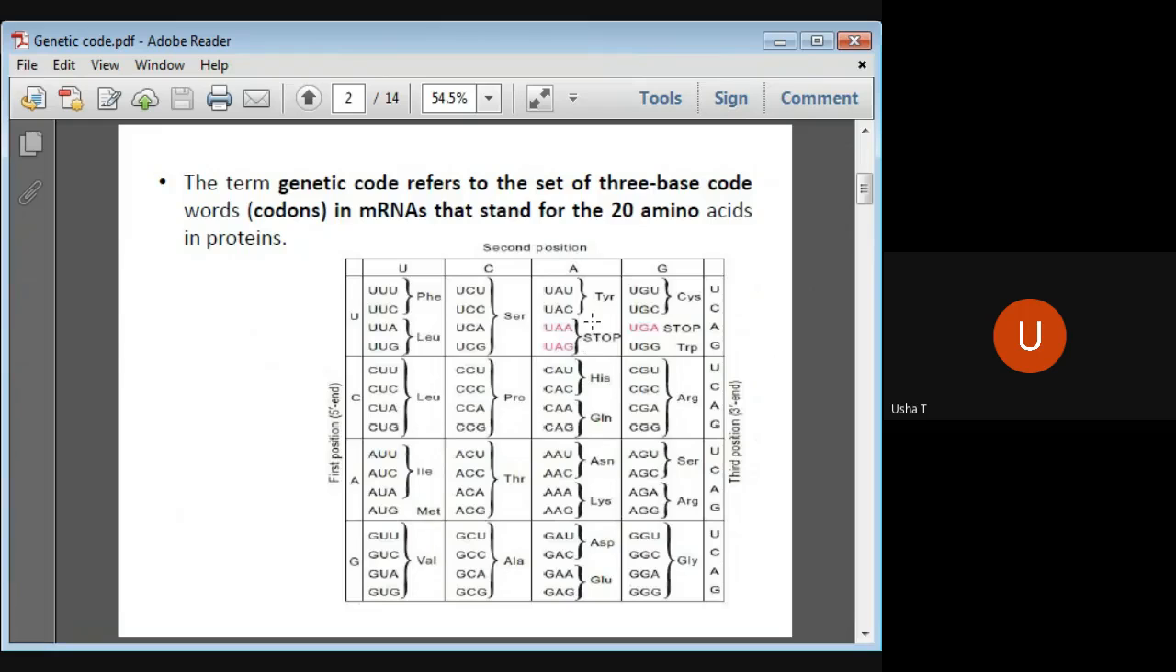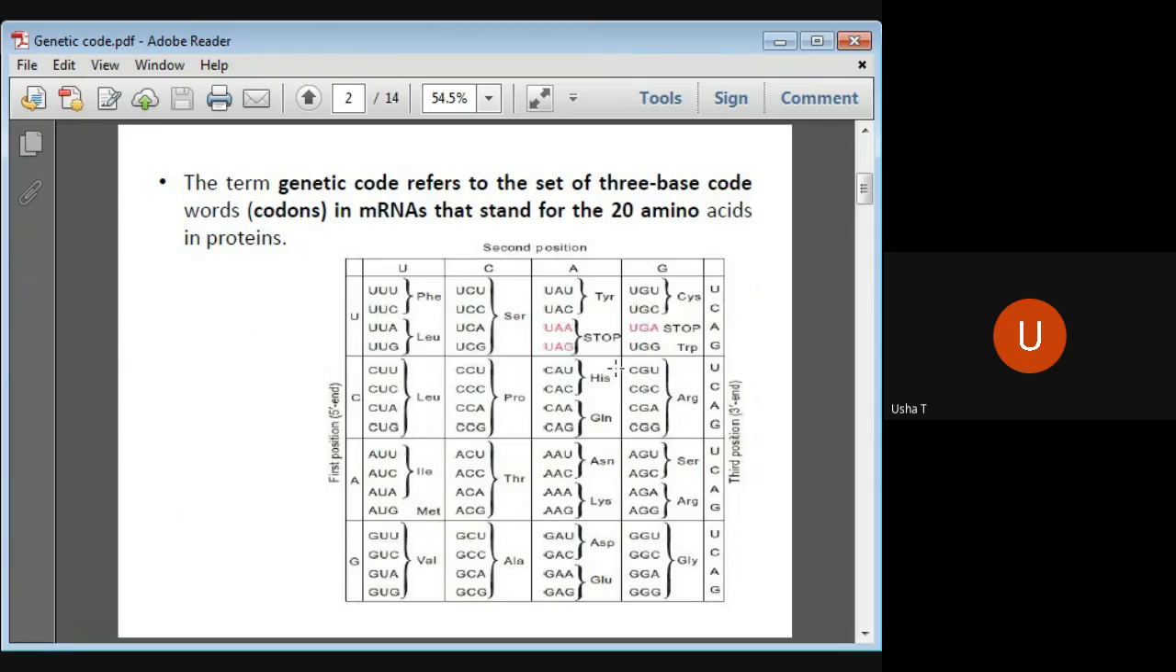Here, if we move to the next box, the next is U and A. So the first two bases will be the same, and the last base will be UCAG. So this is how we can fill the whole of the genetic code which codes for the 20 different amino acids. And as you can see here, not just a single codon, there could be more than one codon which can code for one single amino acid, right?